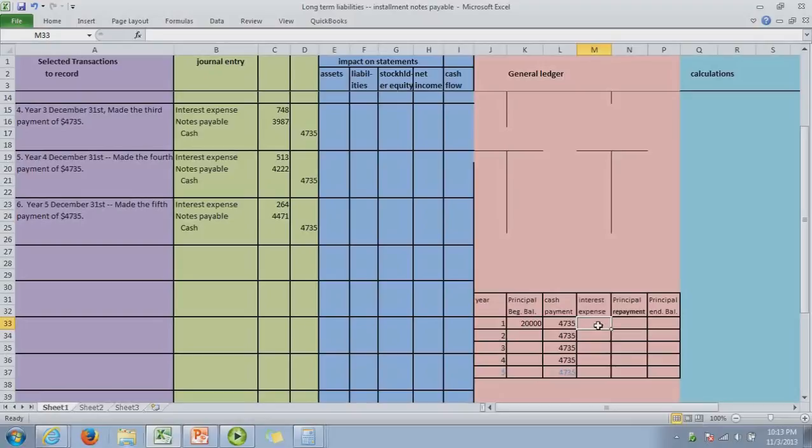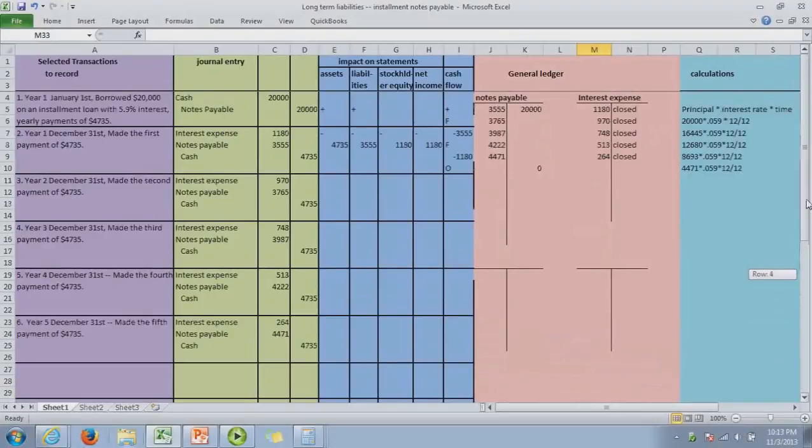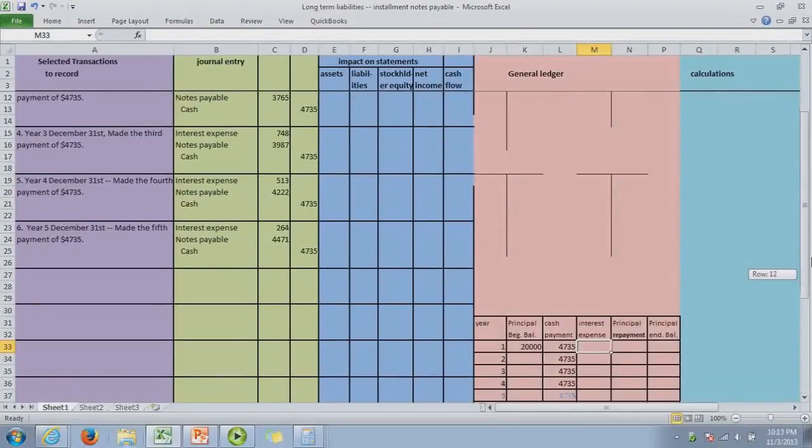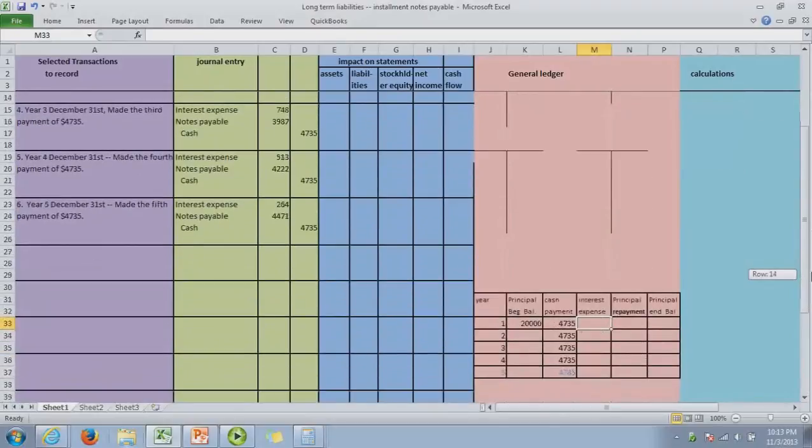The interest expense, we've done the math already. The interest expense that we calculated, I guess the first one was 1180. So you would use principal times interest times time and figure that out, and then the principal repayment would be the cash payment minus the interest, or in fact we could actually number these columns and say it that way.